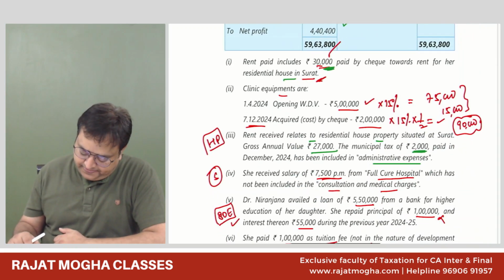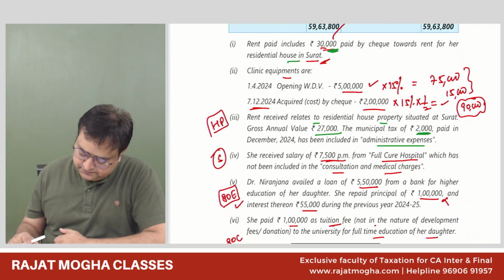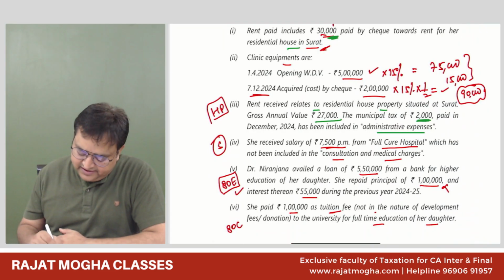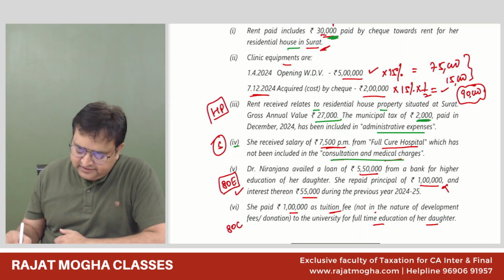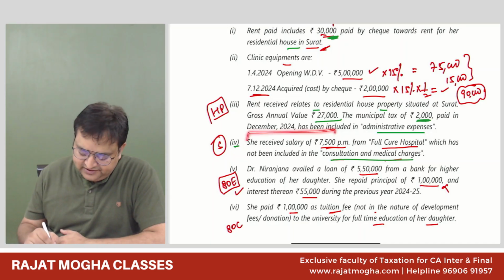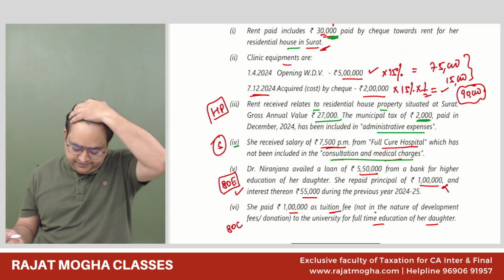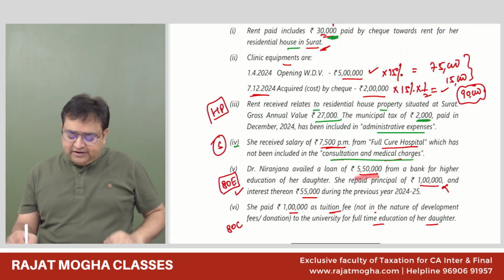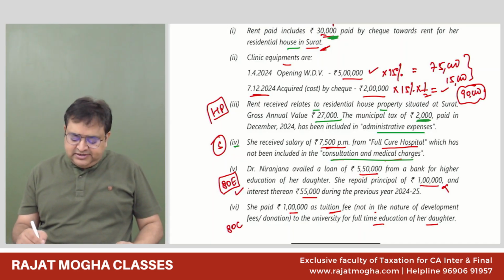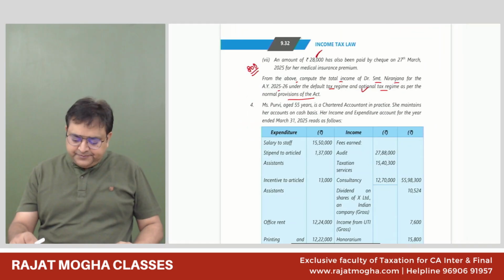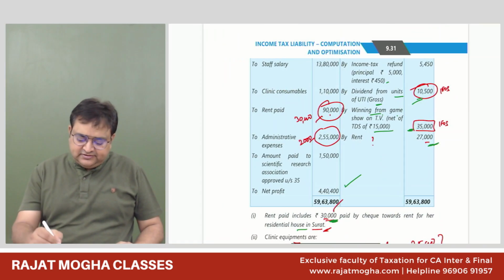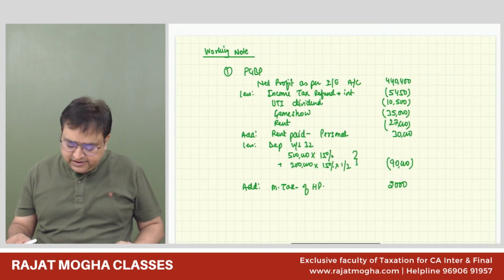Then she received salary which has not been included in consultation and medical charges. So this information is not disturbing my P&L account, and it should not come in my P&L account also because it is a salary income. She availed a loan, that will go in 80E. She has paid tuition fees, that will be 80C, and 80D would be there. So this is the information which we have regarding PGBP.